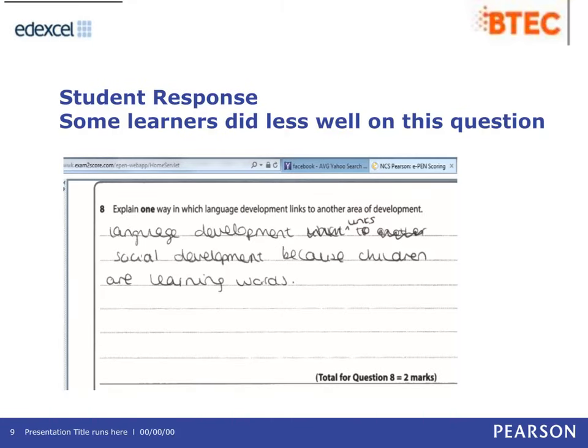This learner did not do so well on this question. Although they have correctly identified that social development links to language development, they have not provided an appropriate link, as learning words relates more to language or cognitive development.